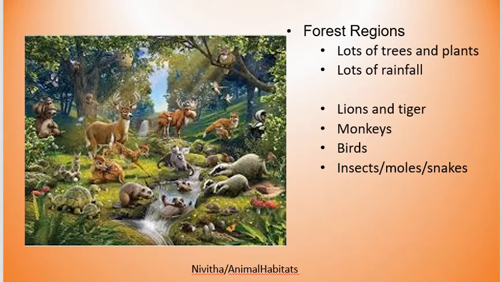But the forests are shrinking day by day because man is cutting down the forest. Deforestation, that is what we call it, to make space for factories and homes. So you have lions and tigers, you have monkeys, you have birds, you have insects, moles, snakes, you have everything in a forest because there are lots of trees, and the trees provide food also, and because there is a lot of food for the herbivorous animals, the carnivorous animals can eat the herbivorous and complete the food chain. So it is home to lots of varieties, species of animals.